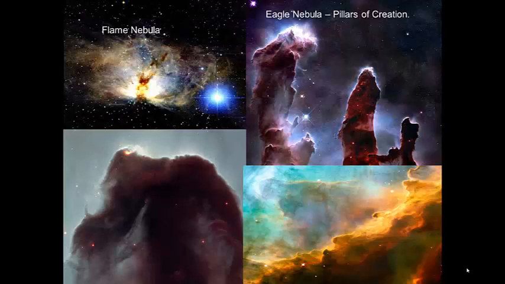There are a couple of different nebulas that we are going to see pictures of. The first is the Flame Nebula, because it looks like there's a flame in the middle. There is the Eagle Nebula, also known as the Pillars of Creation. This is the Horsehead Nebula, because it looks like it has a horse head. And the Omega Nebula.